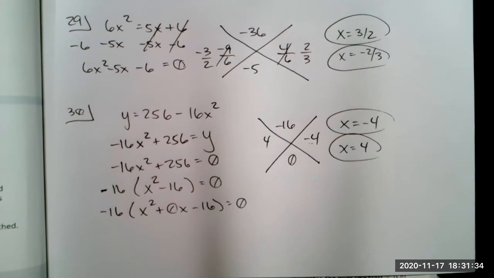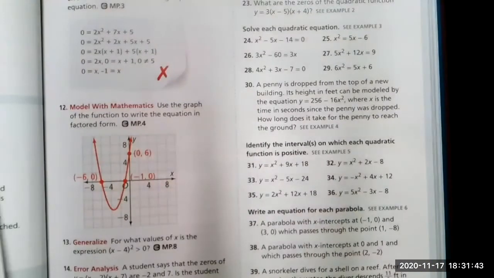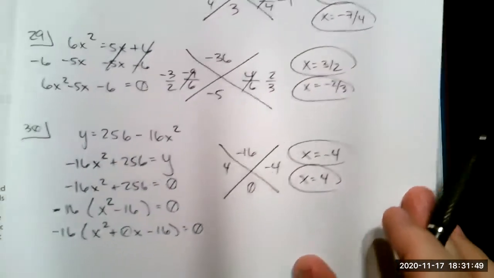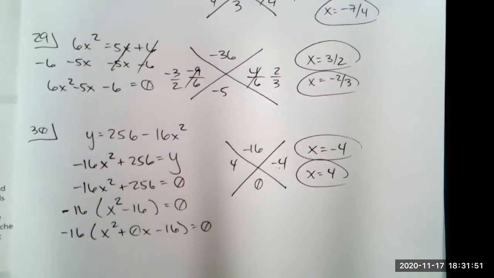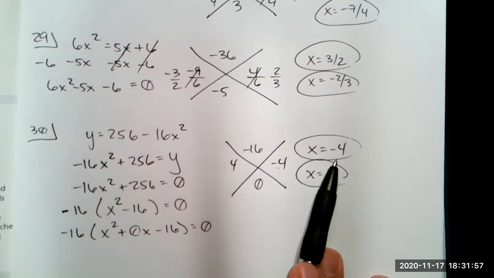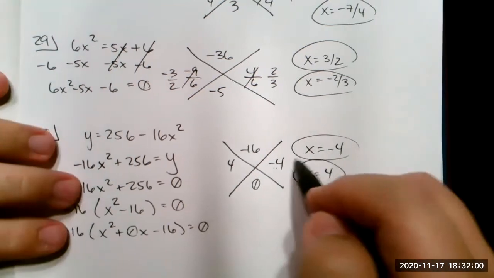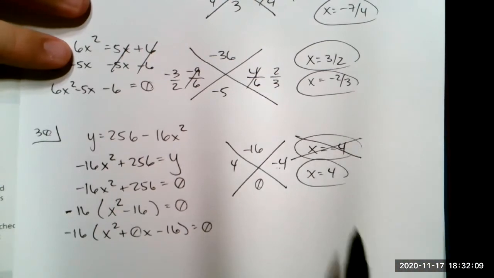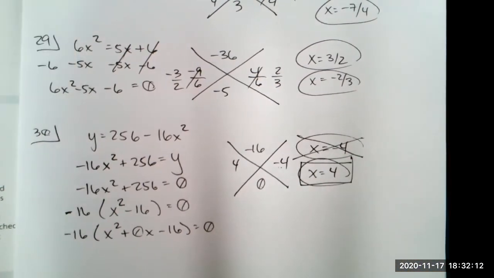But I think what we have to do is go back and look at this in the context of this problem. If you go back and look at what it's saying, it's talking about where x is the time in seconds since the penny is dropped. If your 2 answers are negative 4 and positive 4, can you drop a penny after negative 4 seconds? Right? It doesn't really make sense. So in this case, this actually only has 1 answer just because of the context of the problem. You can't do something after negative 4 seconds. So that is not one of my answers. The only answer I would keep is x equals positive 4. After 4 seconds, the penny will hit the ground.